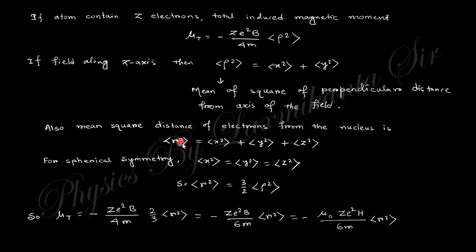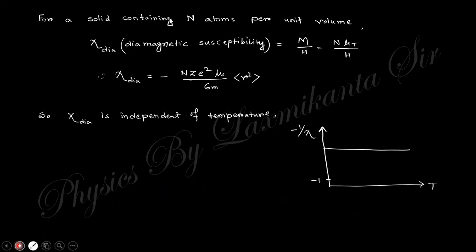And you know r square is the addition of these two things, and for spherical symmetry they are equal. So r square is 3 by 2 rho square. So if you put these things in, you will obtain this expression, that is the magnetic moment.